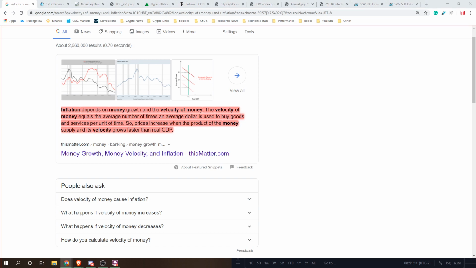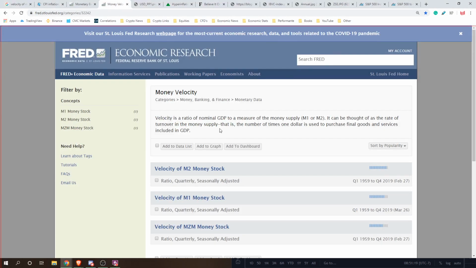We can see that, let's just quickly pull up the velocity of money here. I have it within my saved tabs. This is the velocity of money.